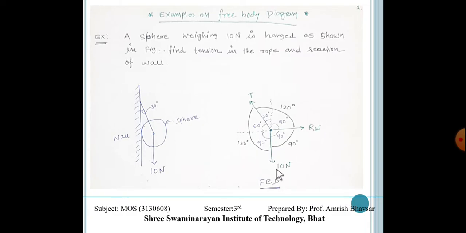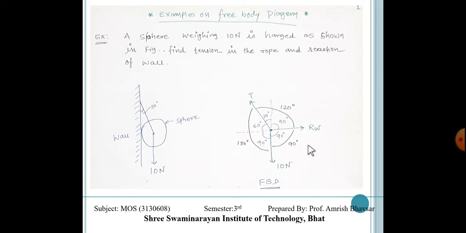So these are our three forces. The first one is the weight, and that is given. The unknowns are the reaction Rw due to the wall, and the tension T in the rope. We are going to find out these unknowns. First we have to find this angle, and the angle must be calculated with the help of the x and y axes. Here it is 30 degrees with the vertical, so here also it is 30 degrees with the vertical. So this is 60 degrees, and this is 90 degrees, this is 90 degrees, and this is 90 degrees.